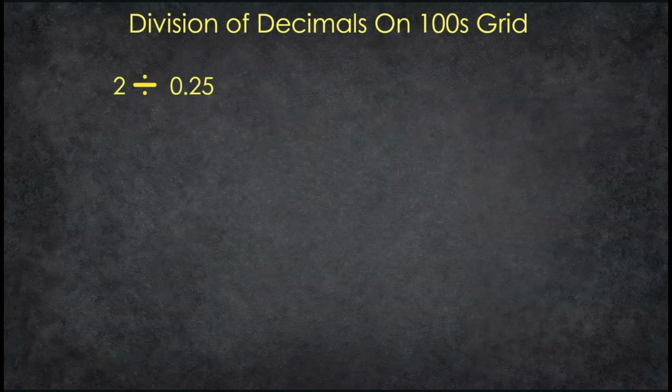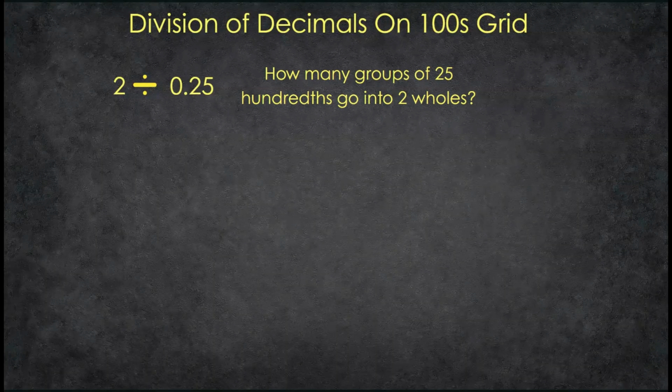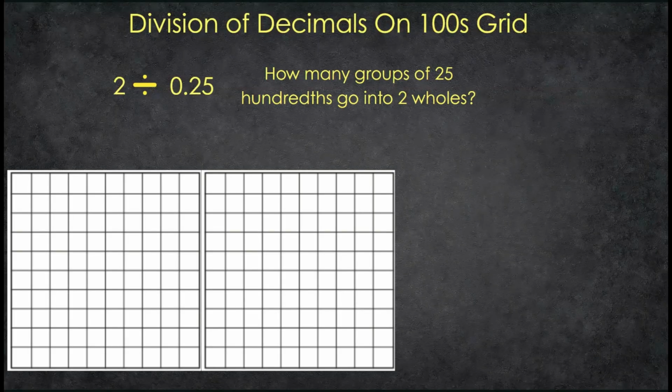So in this problem, I have 2 and I want to divide it into 2500ths. So I want to ask myself, how many groups of 2500ths will go into 2 wholes? So I take my 2 decimal grids and I'm just going to start making groups of 2500ths, and then I'll count those groups, and however many groups I have will be my answer.